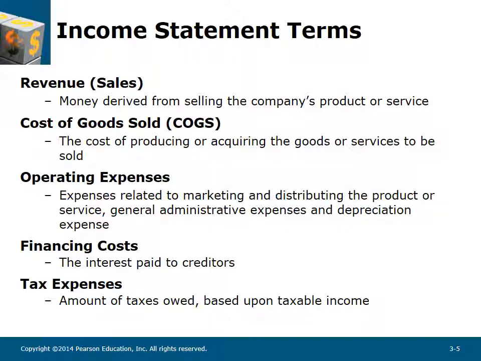Operating expenses are expenses related to marketing and distributing the product or service. General and administrative expenses and depreciation expenses are also part of our operating expenses. Now, marketing and distribution is directly related to selling the product. General administrative are those indirect expenses that are necessary to run our business but are not contributing to sales as directly as marketing and distribution. Also included on our income statement would be financing costs such as interest and then our taxes that would have to be paid on the profits of the business.